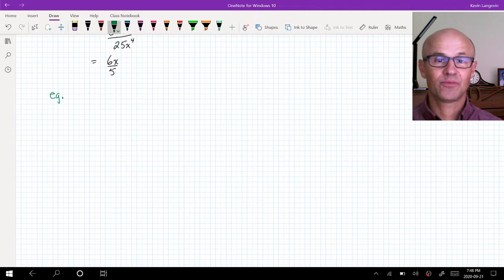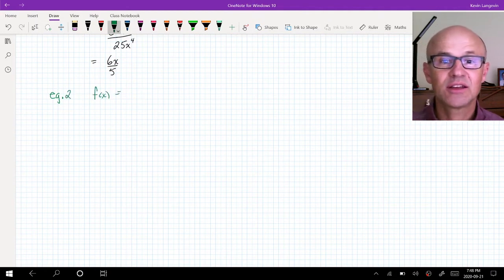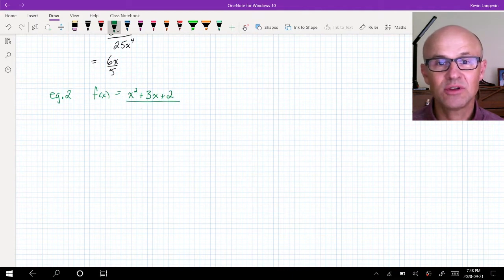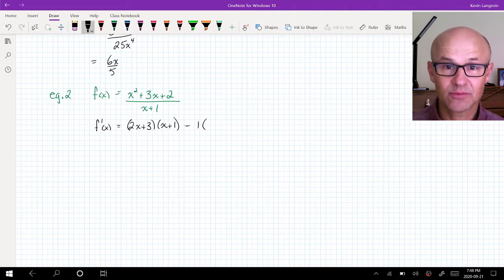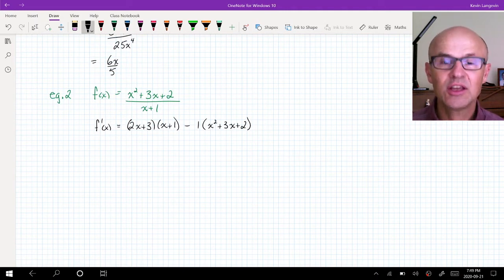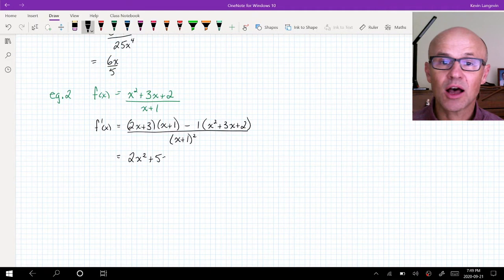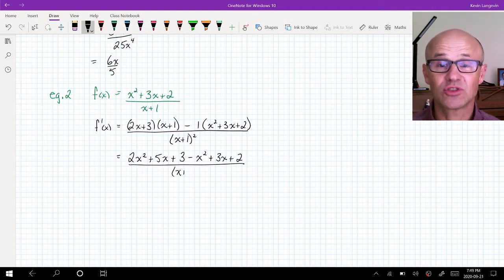Second example, let's look at, on the top, x squared plus 3x plus 2, on the bottom, x plus 1. My derivative of the top, 2x plus 3, times the bottom minus, the derivative of the bottom is just 1, and then I square the bottom as well. I'm tidying up. This is always a part of our questions. The first step is usually the easiest.